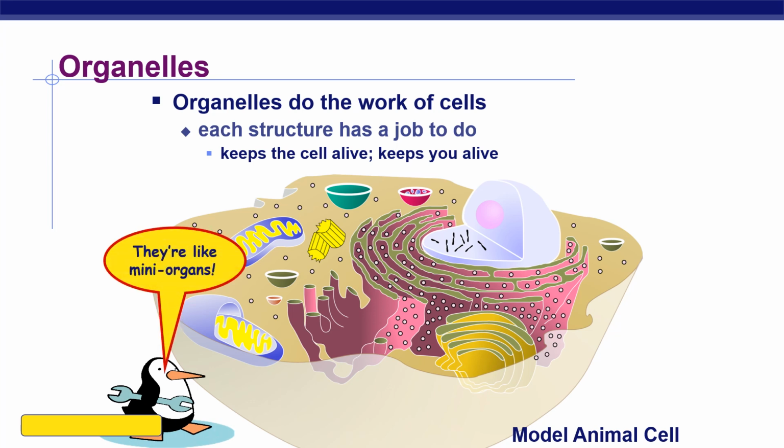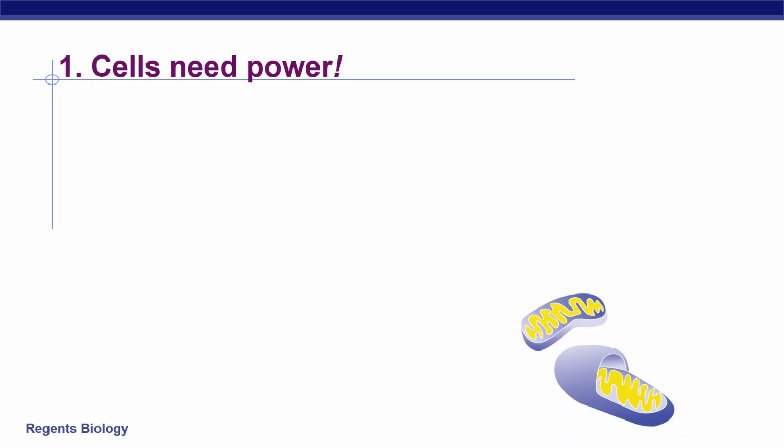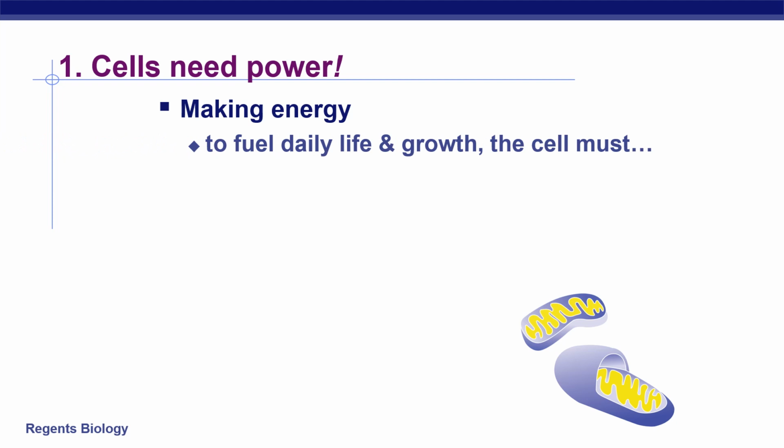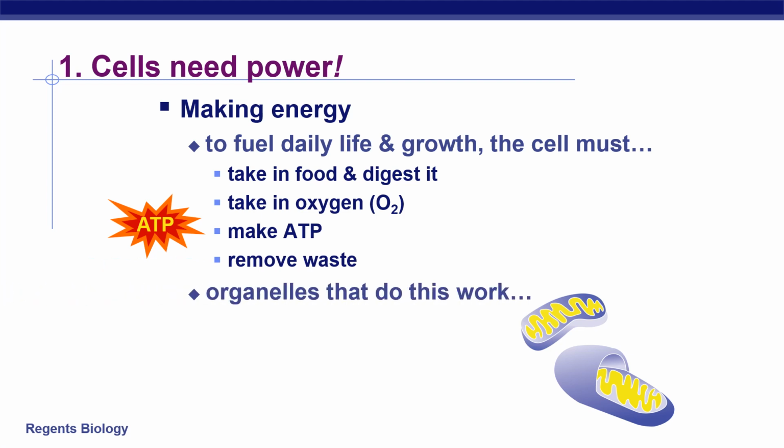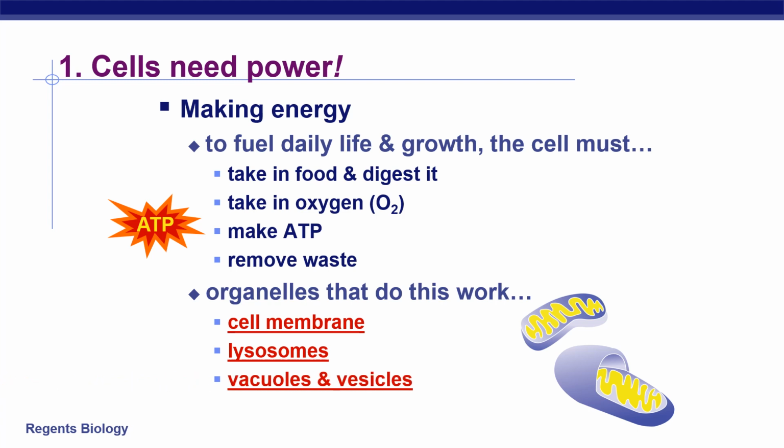Though these organelles are considered mini, cells need power. It makes energy to fuel daily life and growth. The cell must take in food and digest, just like us, because we are made up of cells. It also takes in oxygen, and of course, it makes ATP. It removes waste. And organelles that do this work are the cell membrane, the lysosomes, the vacuole and vesicles. And also, we have the mitochondria.